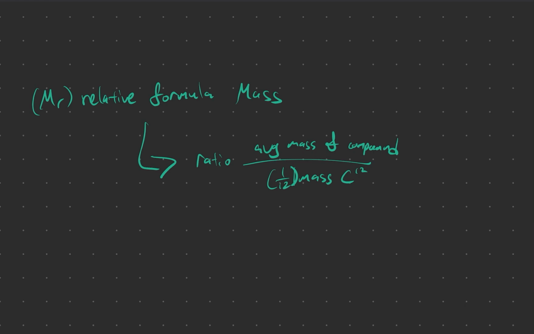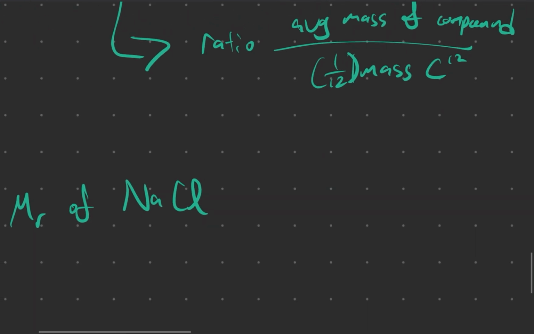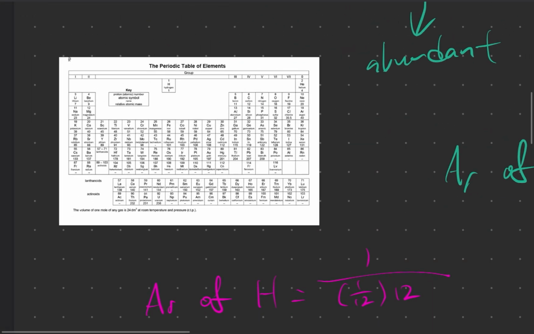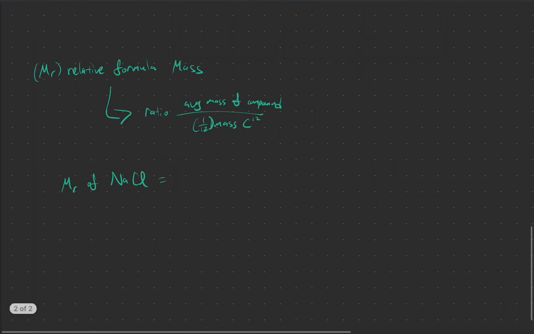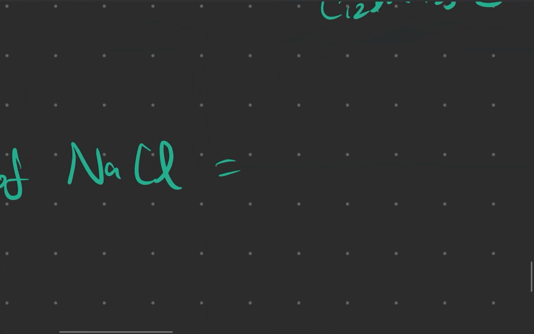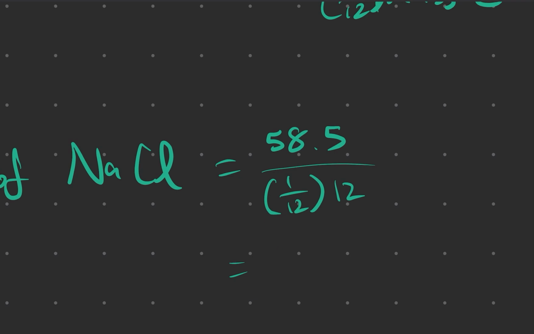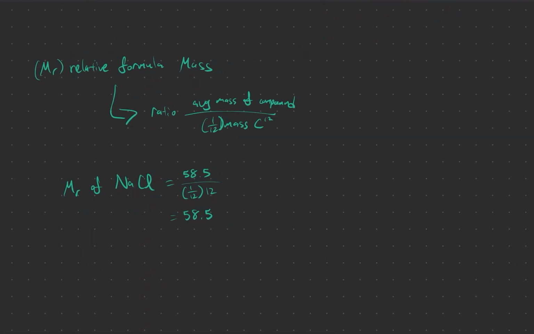So now let's try an example. Let's find the MR of... This one is only for compounds, ionic compounds, yeah? So let's find the MR of sodium chloride. Sodium by itself is just 23 and chlorine is 35.5. So 23 plus 35.5 is 58.5, divided by 1/12 times 12. So we'll just get 58.5. I think you know where this is going now, yeah? So that's the MR of sodium chloride.